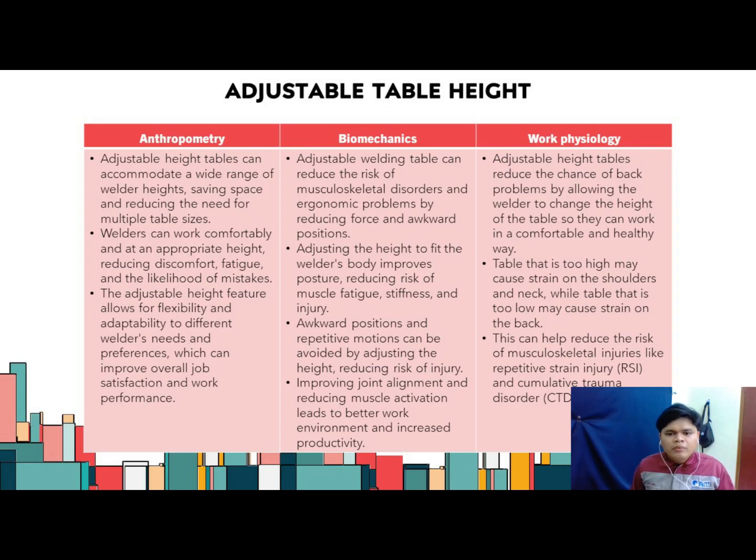First of all, I will talk about our first solution, adjustable table height, and its relation with anthropometric concept. An adjustable height table can accommodate a wide range of welder heights, saving space and reducing the need for multiple table sizes. The welder can work comfortably and at an appropriate height, reducing discomfort, fatigue, and the likelihood of mistakes.